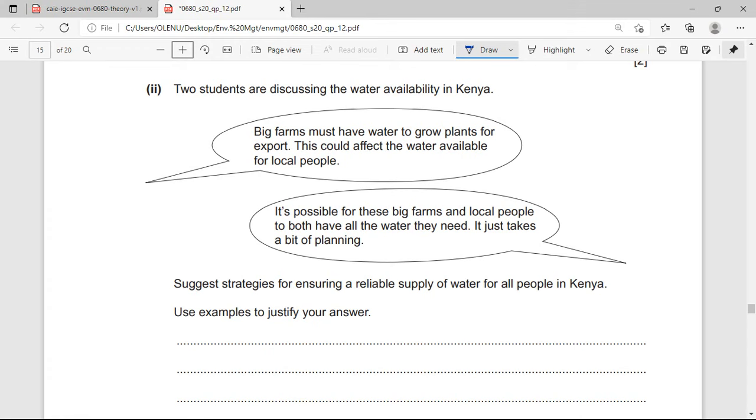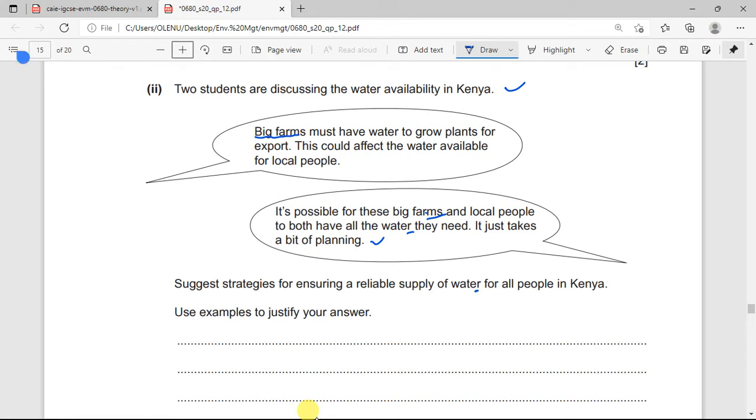Now the next question is, two students are discussing the water availability in Kenya. Big farms must have water to grow plants for export. This could affect the water available for local people. It's possible for these farms and local people to both have all the water they need. It just takes a bit of planning. Now, suggest strategies for ensuring a reliable supply of water for all the people in Kenya.